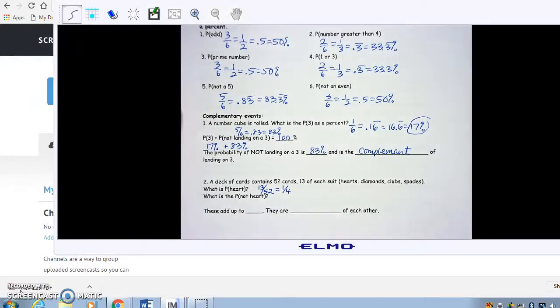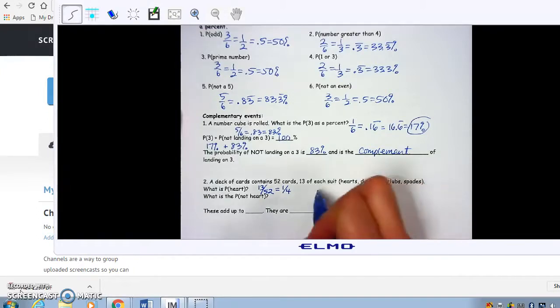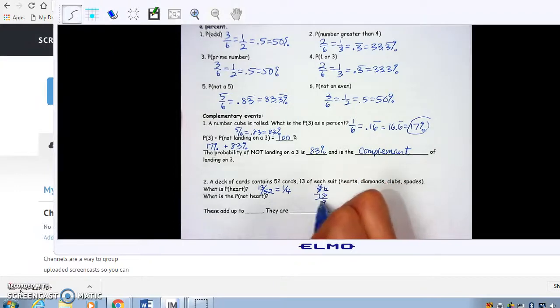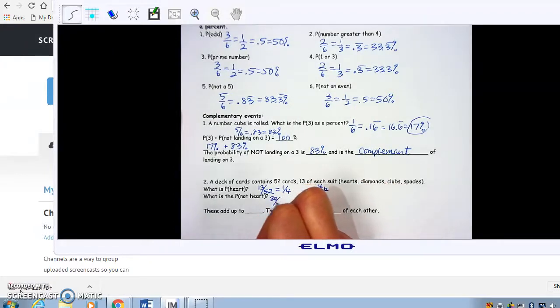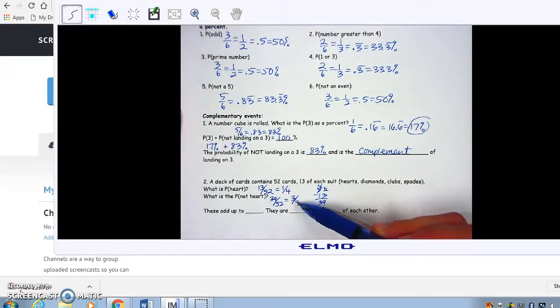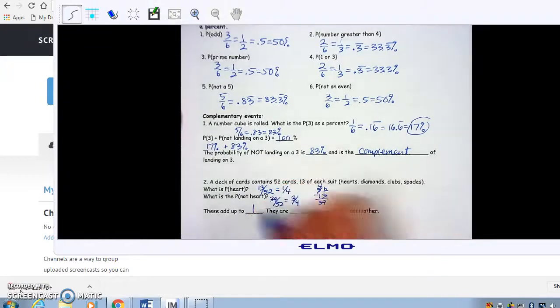What's the probability of not picking a heart then? That would be all the rest of them. Let's see, 52 minus 13 is 39. 39 out of the 52, which of course must reduce to 3/4. They're both divisible by 13. These add up to, well, 1/4 plus 3/4 would be 4/4. They must add up to 1 whole. They are 1 whole or 100%, depending on how you want to answer it. They are complements of each other, one or the other.